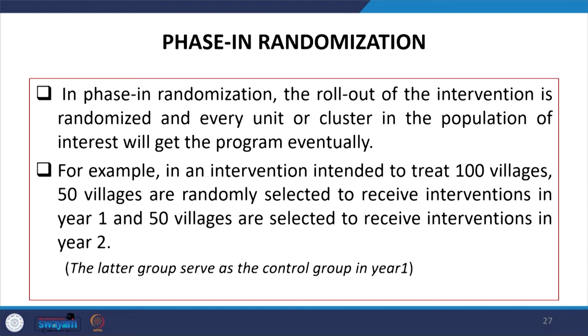For example, in an intervention intended to treat around 100 villages, 50 villages are randomly selected to receive the intervention in the first year and 50 villages are selected to receive the intervention in the second year, and then a comparison can be made. The latter group serves as the control group in year 1.